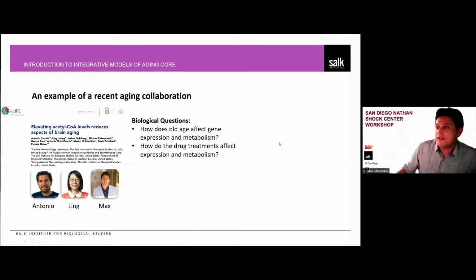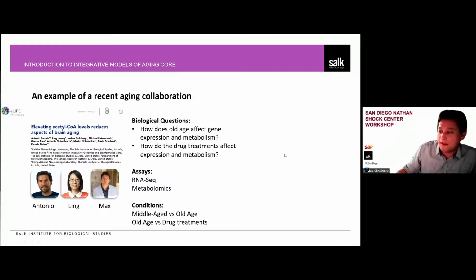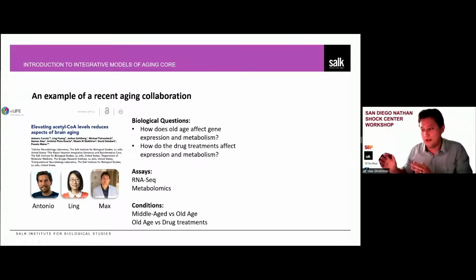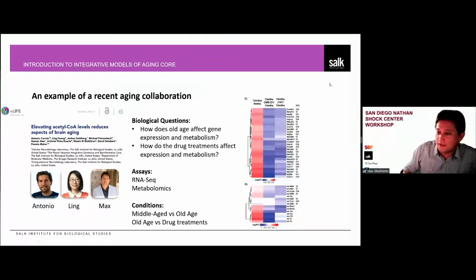So, how does old age affect gene expression and metabolism? And then what do the drugs do? He had 2 different types of assays: RNA-seq and metabolomics. And then he had middle-aged and old-age mice, and also old-age and drug-treated. Ling teamed up with him and helped him with the RNA-seq analysis. One thing that stood out is that genes in the mitochondria are dramatically downregulated, and they're affected by these drugs.